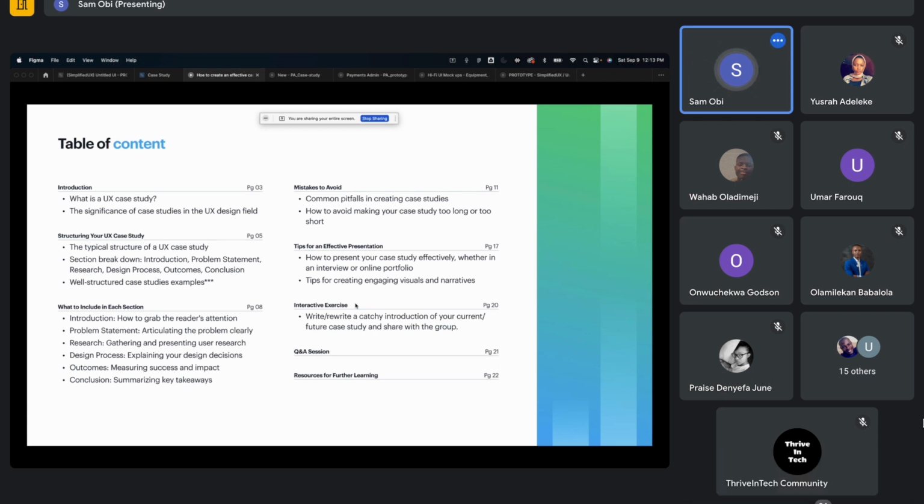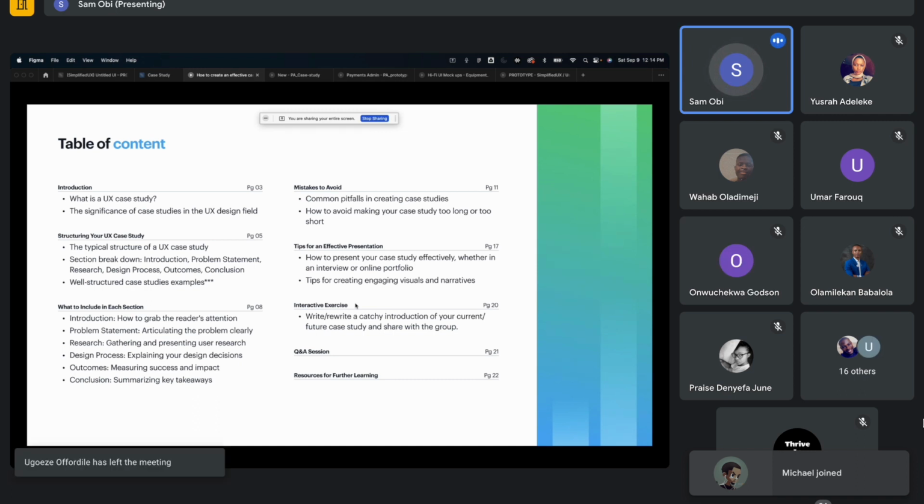We're also going to talk about what to include in each of the sections. We're going to talk about mistakes that people make and how to avoid those mistakes. We're also going to talk about tips for effective presentation, and then we're going to have that interactive session. So as you can see, start to get ready.